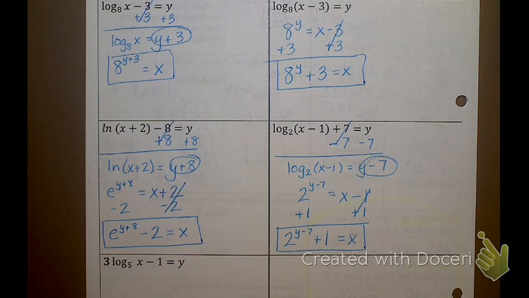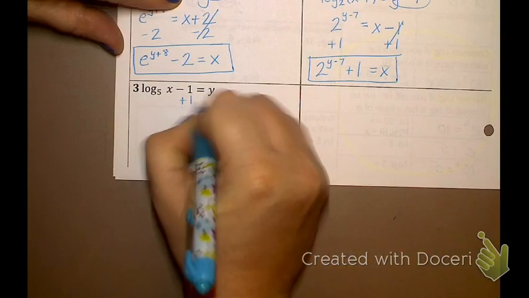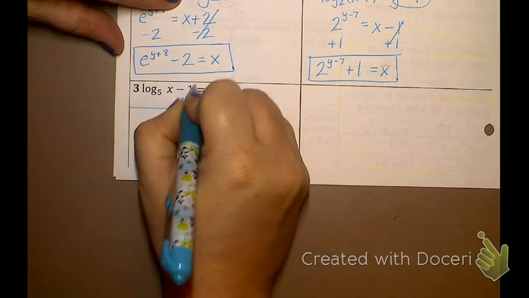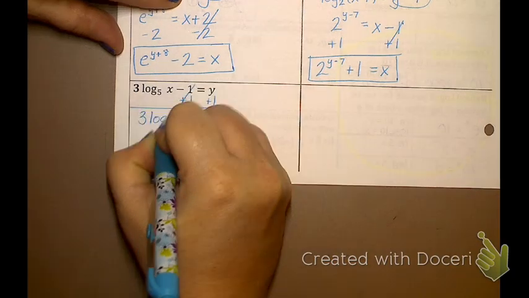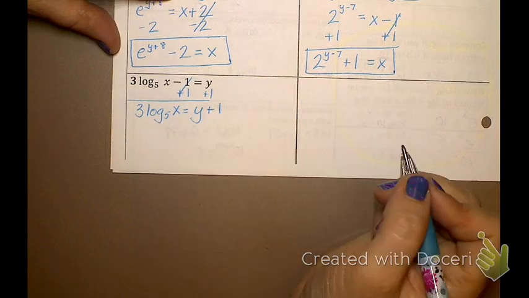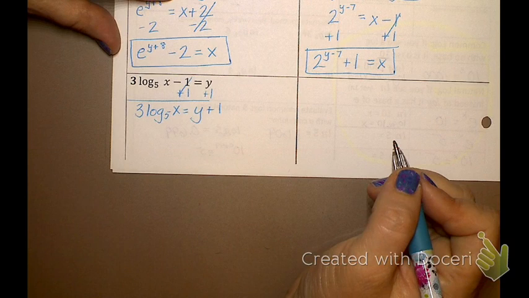So what do I need to get rid of? The 1. So let's start off doing the 1. We know how to do that one. So 3 log base 5 of x equals y plus 1. Is the log by itself? No, I got to get rid of that 3. How do I get rid of the 3? Divide by 3.